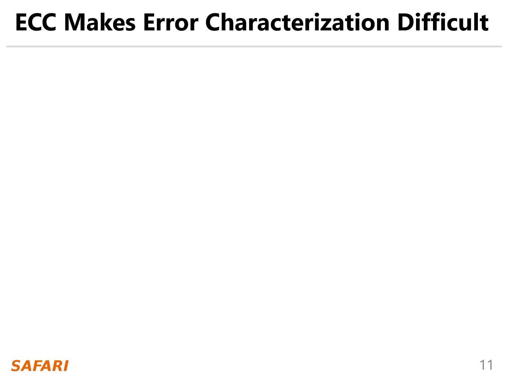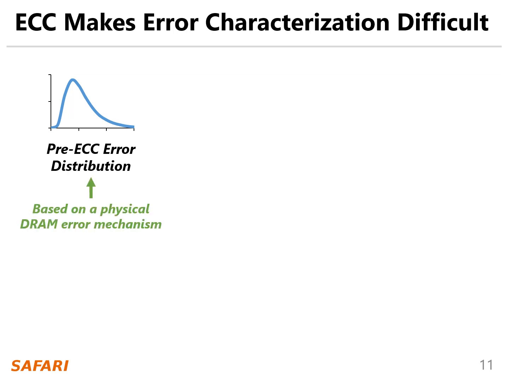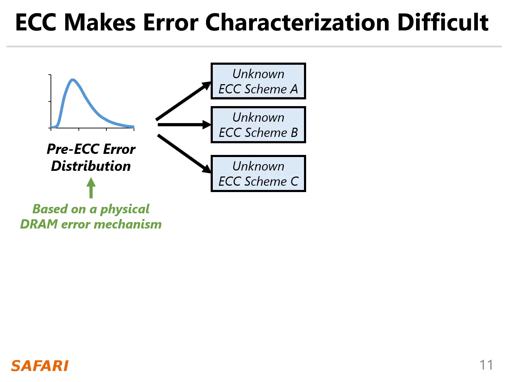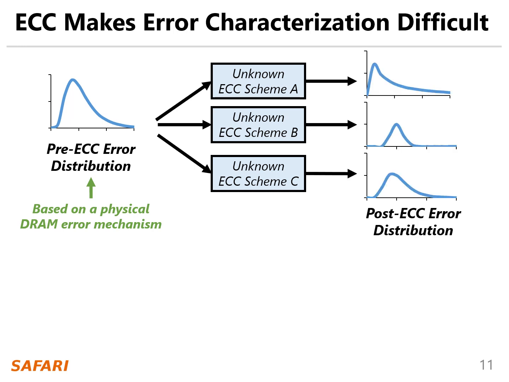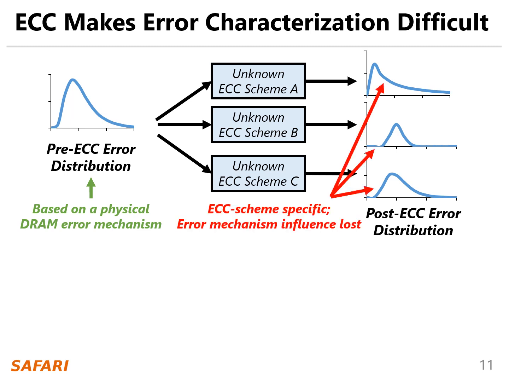Let's suppose we want to characterize a DRAM device, and we start off with some pre-correction error distribution. This error distribution is based on a physical DRAM error mechanism that likely is well understood, and we know what to expect from this error mechanism. Now if we pass this through 3 different ECC schemes, A, B, and C, each of which are unknown, we end up with what are called post-correction error distributions. These post-correction distributions look very different from the original distribution we started with, and they also look rather different from each other. This is because the post-correction distributions are ECC scheme specific, and the influence of the original error mechanism that we started off with is potentially lost.